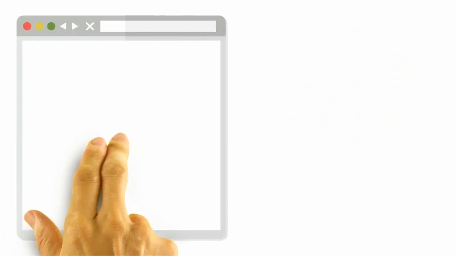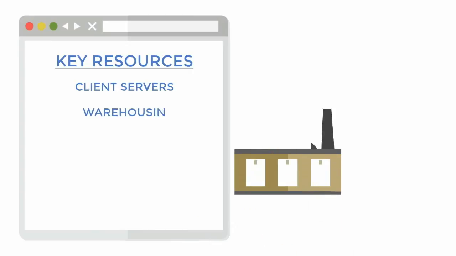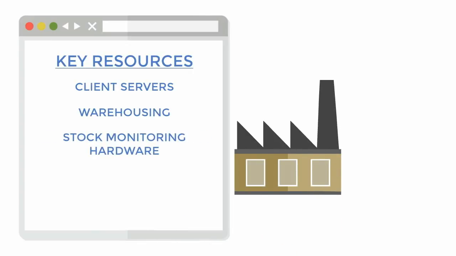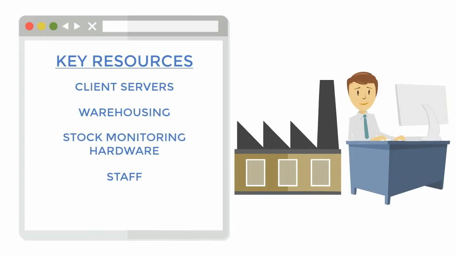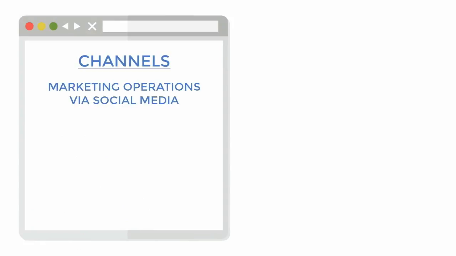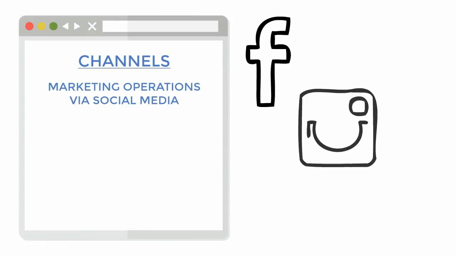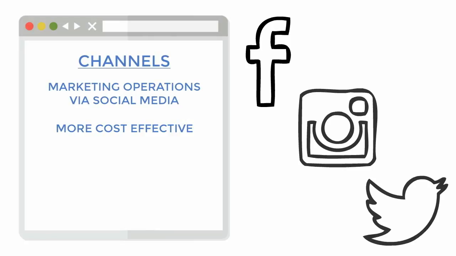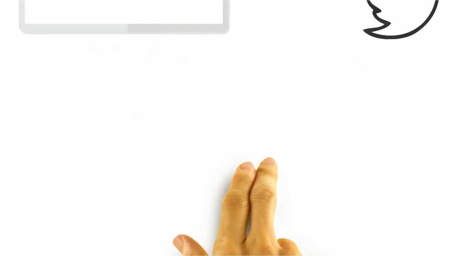To ensure effective operations, Shambay will acquire a number of different key resources. These will include client servers, warehousing for storing stock, monitoring hardware, and employees to carry out different operations such as inspection of goods, customer service, finance, and marketing. In terms of channels, Shambay aims to carry out most of its marketing operations via social media websites such as Facebook, Instagram, and Twitter, due to the benefit that they are cost effective.